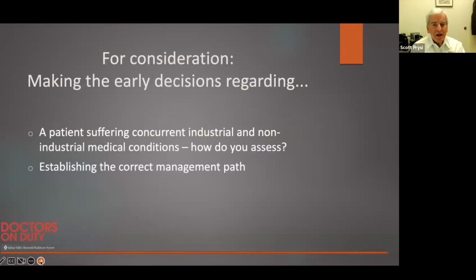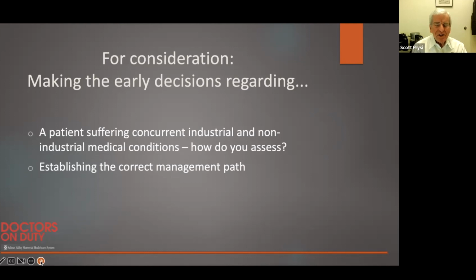So what we want to do is talk about a patient suffering concurrent industrial and non-industrial medical conditions. How do we assess this and then set ourselves on the correct management plan and path? I'm not going to talk about the treatment, just the early assessment, because in the first visit, ideally, we need to make a decision as to what we're dealing with. Is it industrial or not? Or sometimes this also applies to a pre-existing non-industrial condition and then a non-industrial exacerbation.